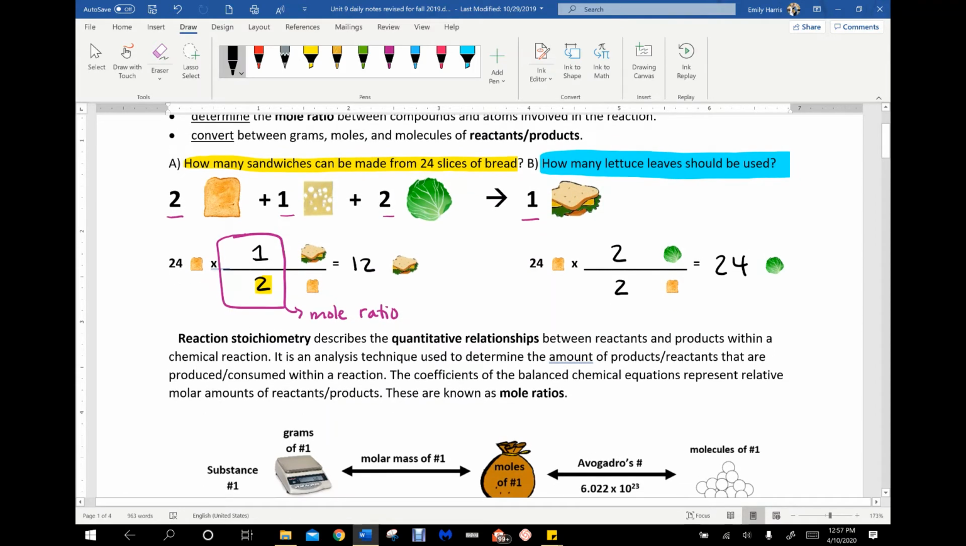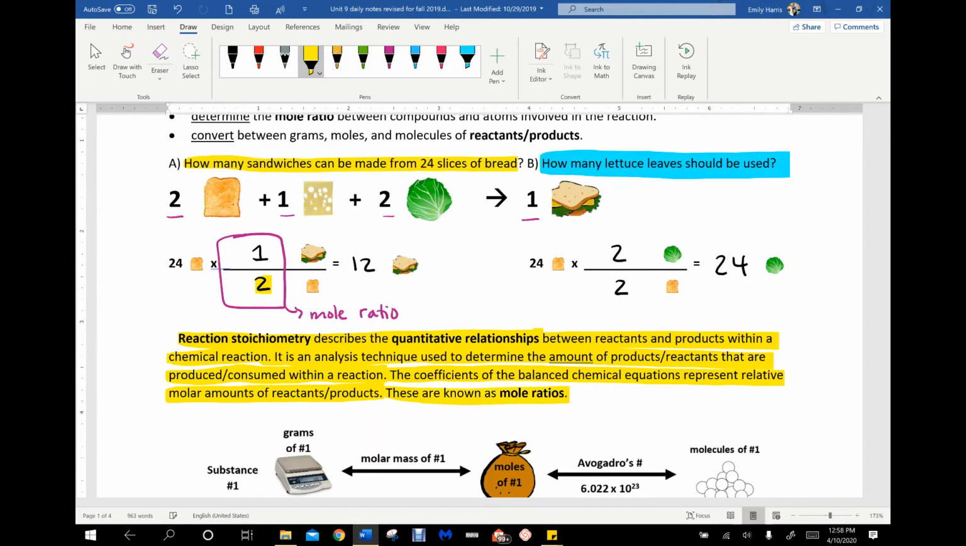Now just a quick little intro paragraph, and then we'll get started with the chemicals. It says reaction stoichiometry describes the quantitative, so it's dealing with numbers, relationships between reactants and products within a chemical reaction. It is an analysis technique used to determine the amount of products or reactants that are produced or consumed within a reaction. The coefficients of the balanced chemical equation represent relative molar amounts of reactants and products. These are known as mole ratios. All right.